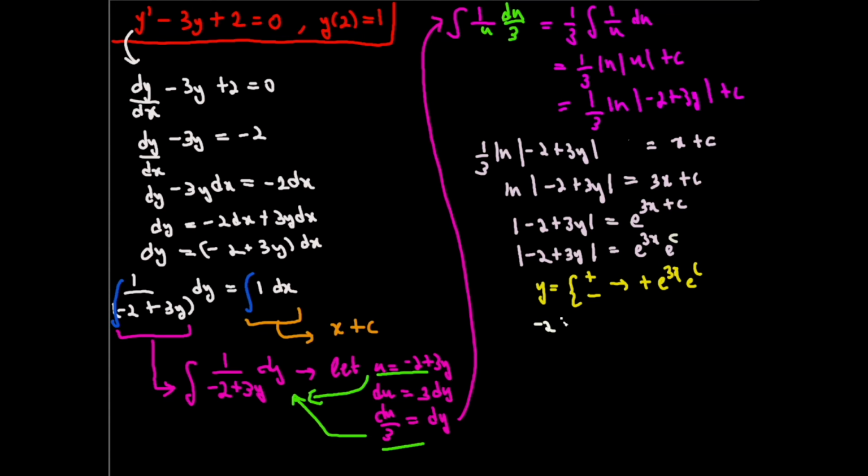So what we can do is say -2 plus 3y equals d, some value d, times e to the 3x, and 3y equals d e to the 3x plus 2, and y equals d e to the 3x over 3 plus 2 over 3.